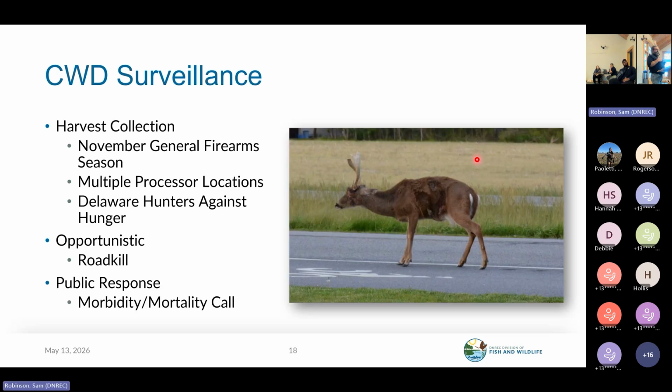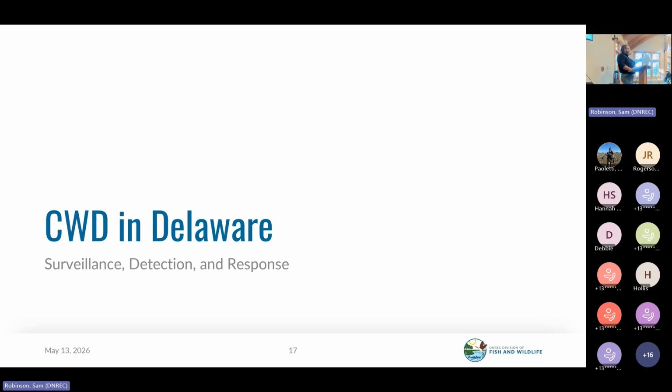CWD surveillance. How do we surveil for this? We're going to talk about, I believe that last slide was CWD here in Delaware. Let me go back and make sure we're on the right thing. Yeah, CWD in Delaware. So now we're getting to us here. How does it affect us?